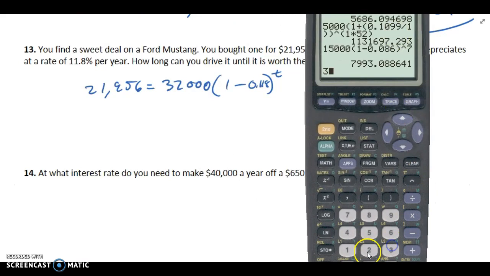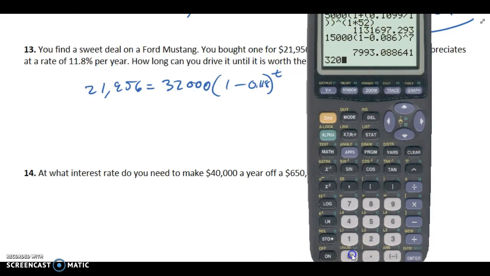32,000, 1 minus 0.118, and then let's do 1 year. Okay, that wasn't enough. So maybe 2, 3 years. Let's do 3 years. So let's put this in here. And that is it. So 3 years.